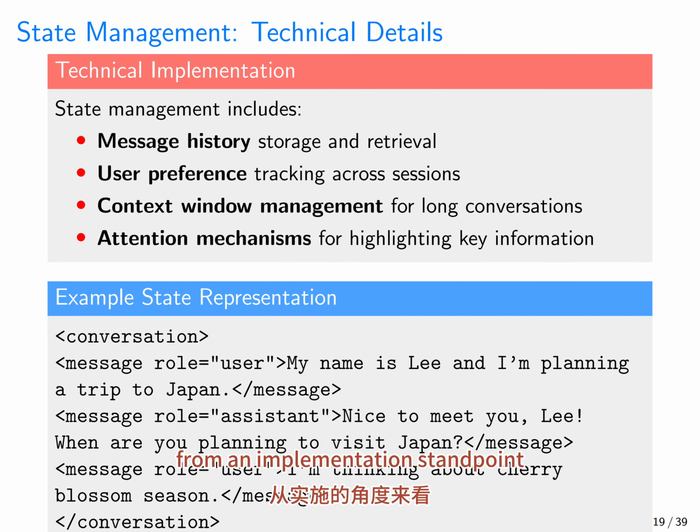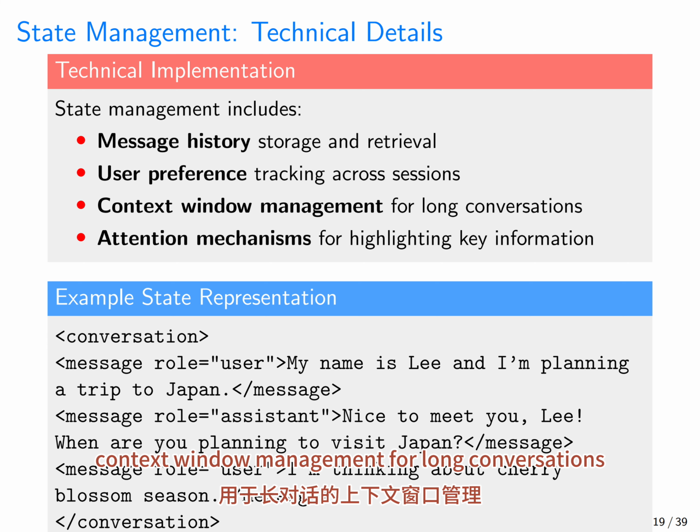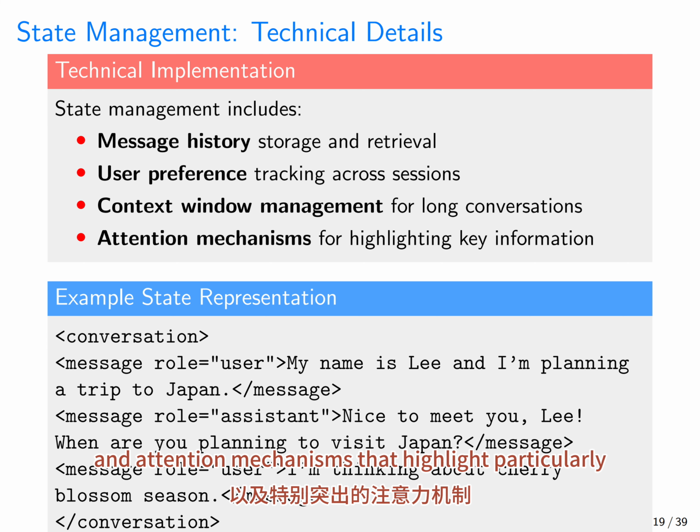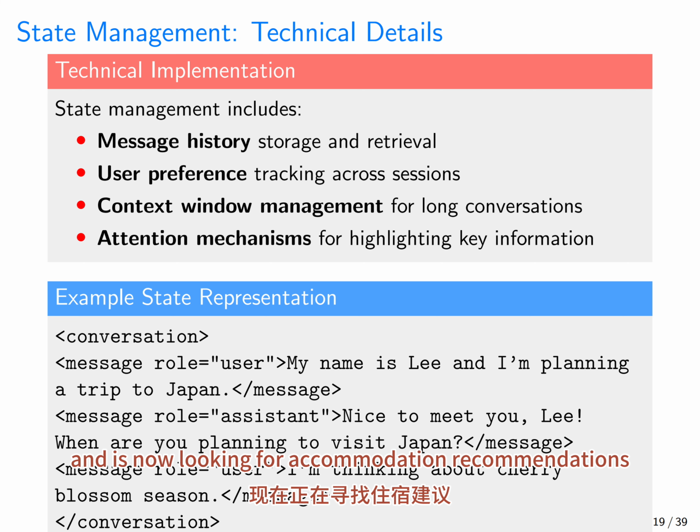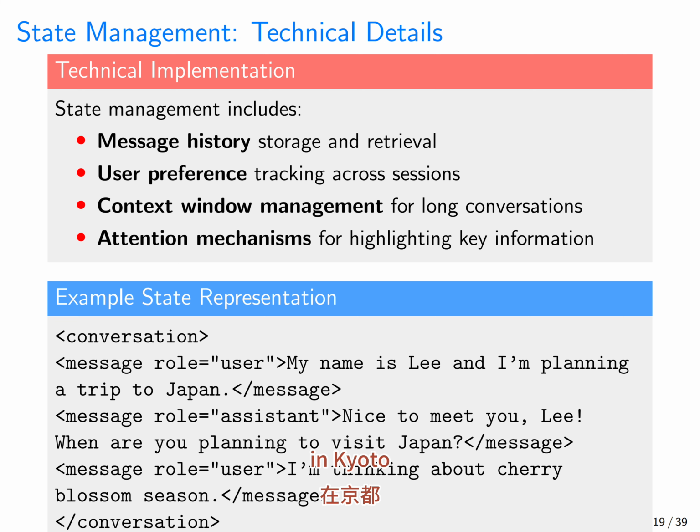From an implementation standpoint, state management includes message history storage and retrieval, user preference tracking across sessions, context window management for long conversations, and attention mechanisms that highlight particularly important information. Here's what this might look like in practice. The system remembers user Lee is planning a trip to Japan during cherry blossom season, has already booked flights, and is now looking for accommodation recommendations in Kyoto.